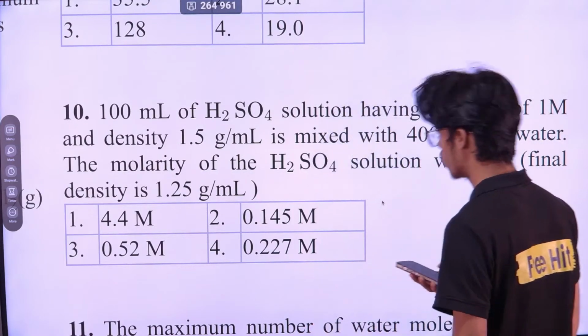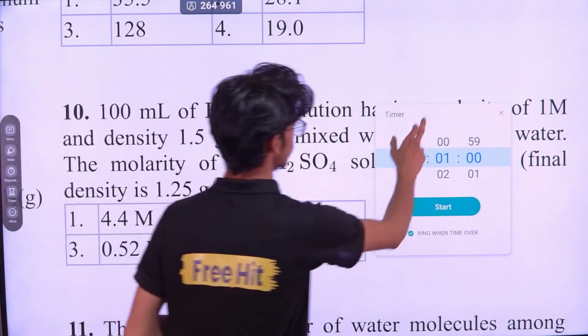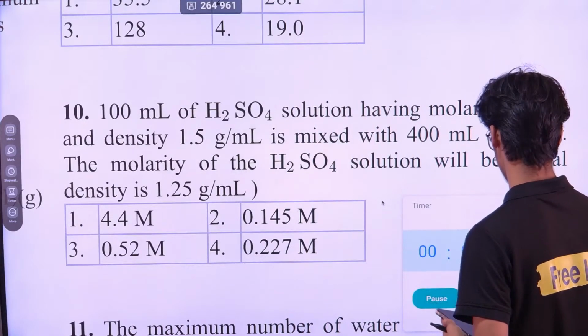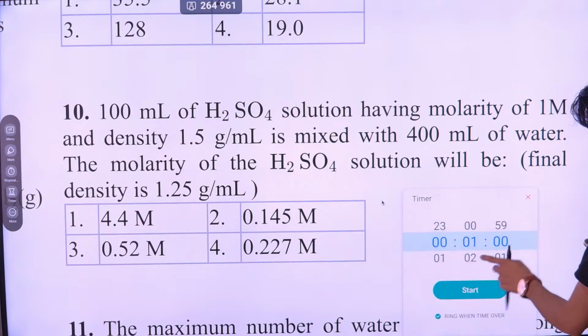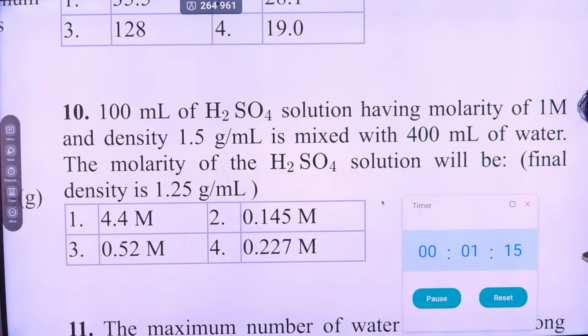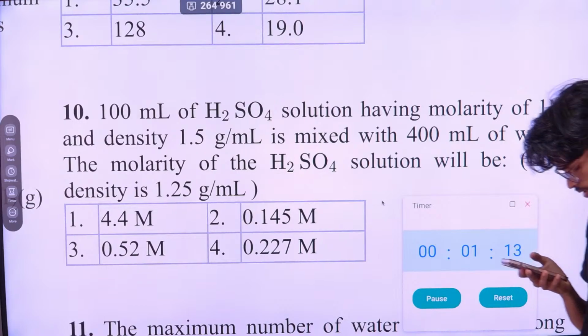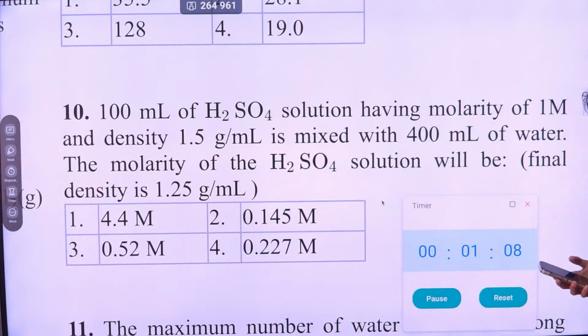Okay, good. Now let's do this question. Timer. Okay, start. So 100 milliliter of H2SO4 solution having molarity of this much and density of 1.5 gram per liter is mixed with this much water. The molarity of H2SO4 solution will be. I'll give some greater time for this. Maybe 1 minute 15 seconds is enough. Yeah Priya, 35.47 and 35.5 are near, so we'll just answer it.